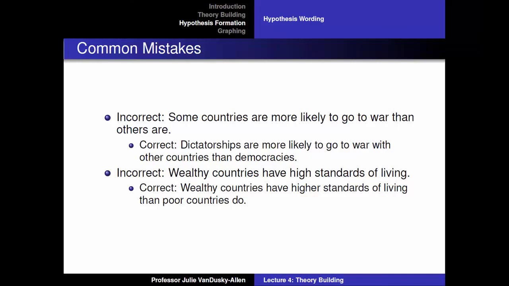In the corrected version of the hypothesis, it is clear that political institutions influence whether a country goes to war. Dictatorships are more likely to go to war with other countries than democracies.